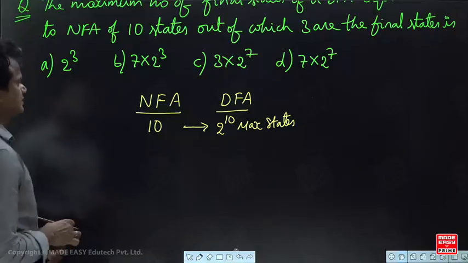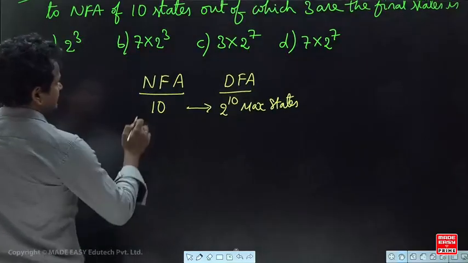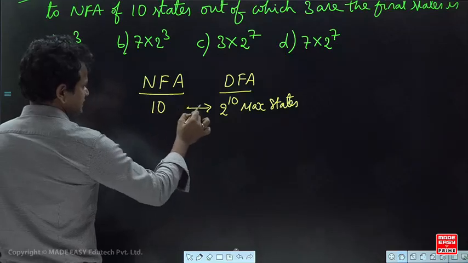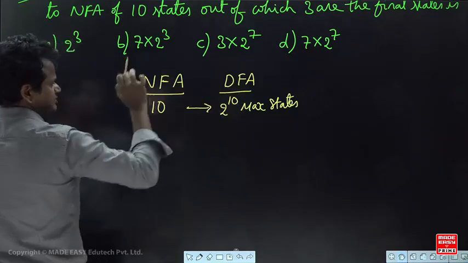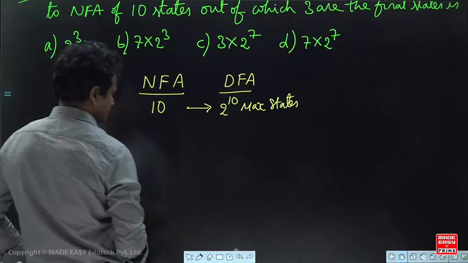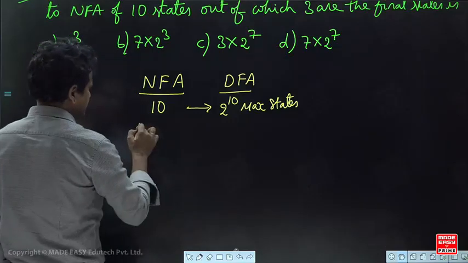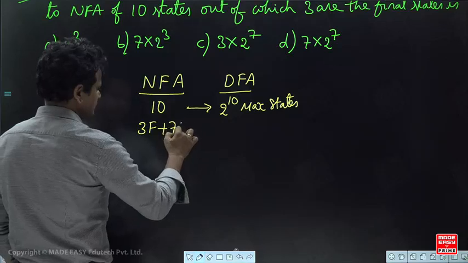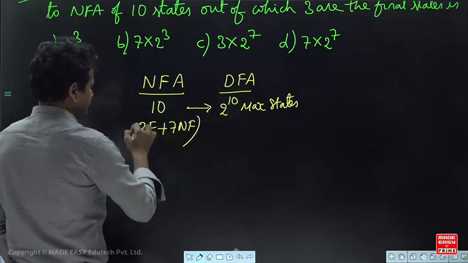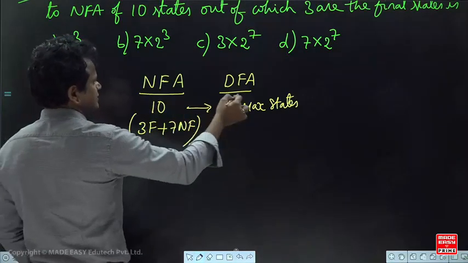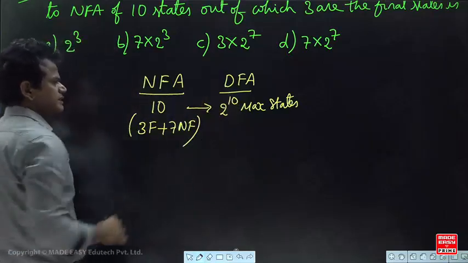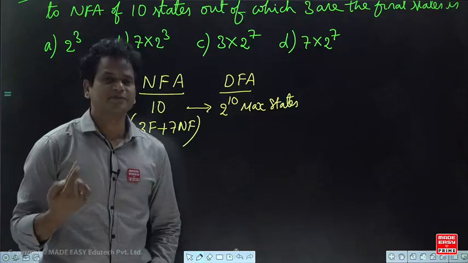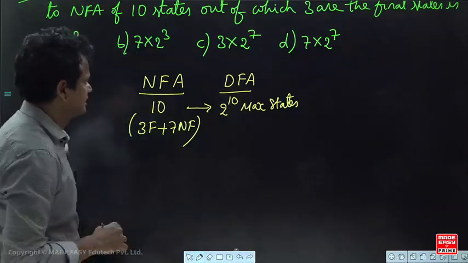Now listen guys. The NFA has 10 states. If I convert this 10-state NFA into a DFA, I will have maximum 2 power 10. Now out of these 10, 3 are final, 7 are non-final. When we convert this into a DFA, we get 2 power 10 maximum states. But what is the question? How many maximum final states will be there in this DFA?